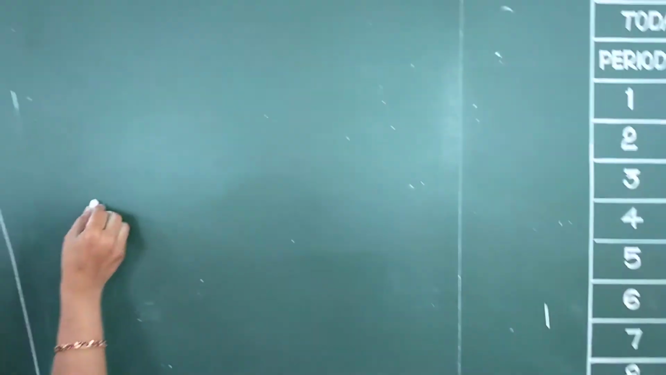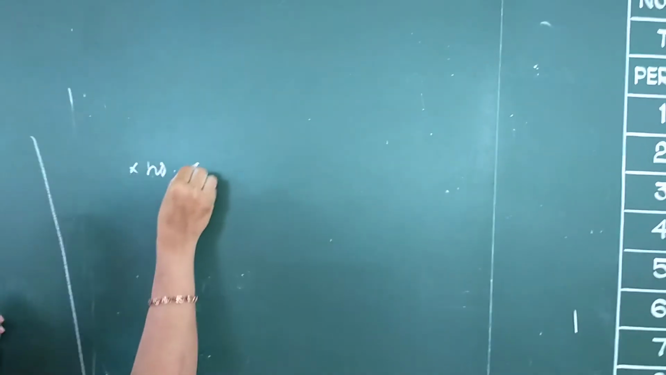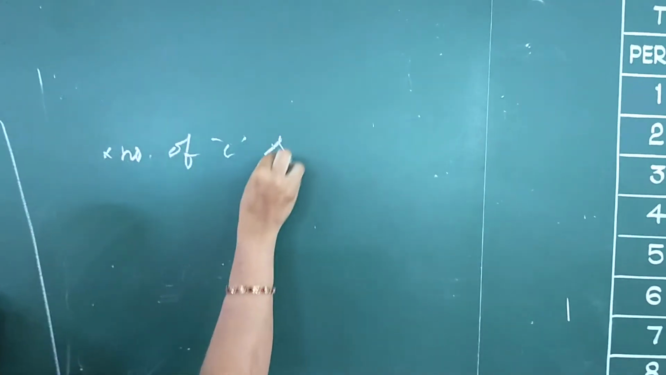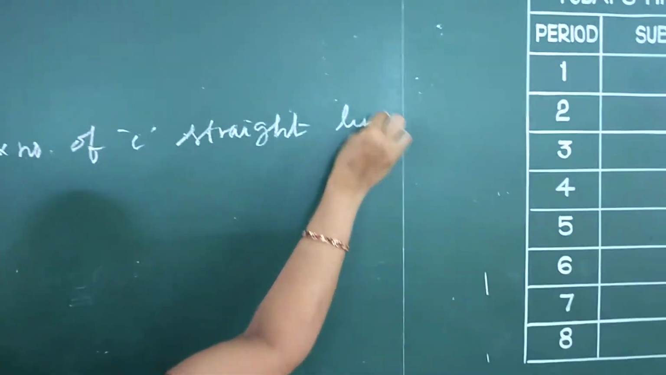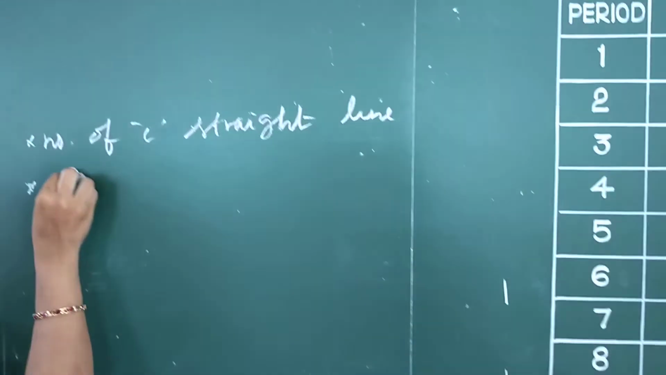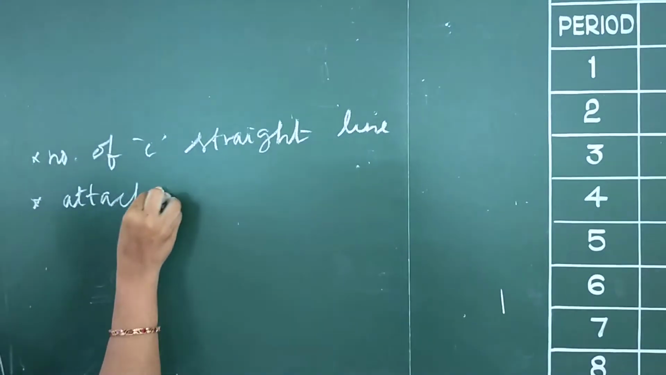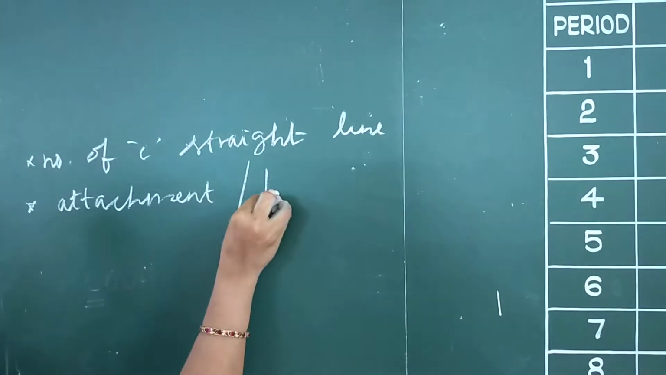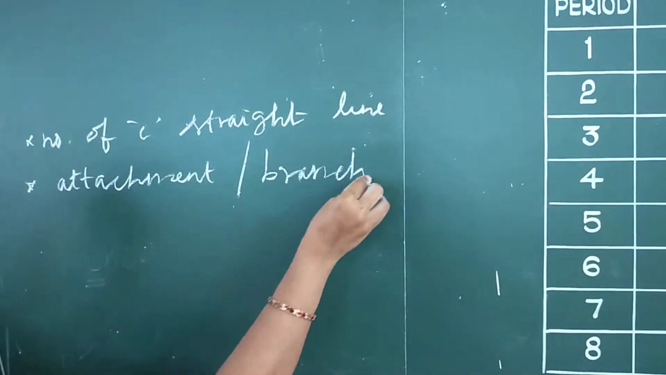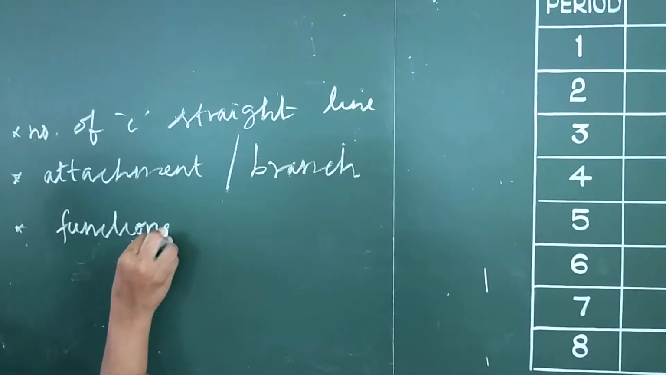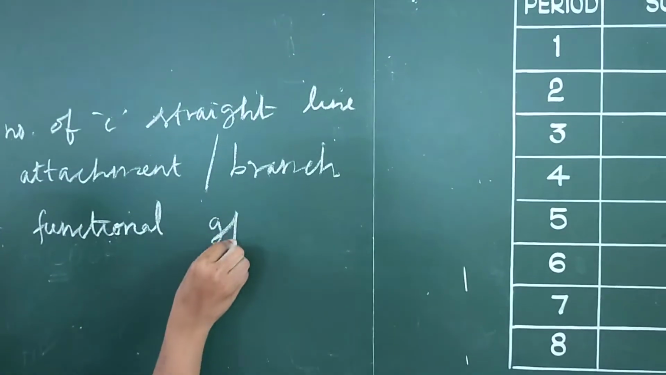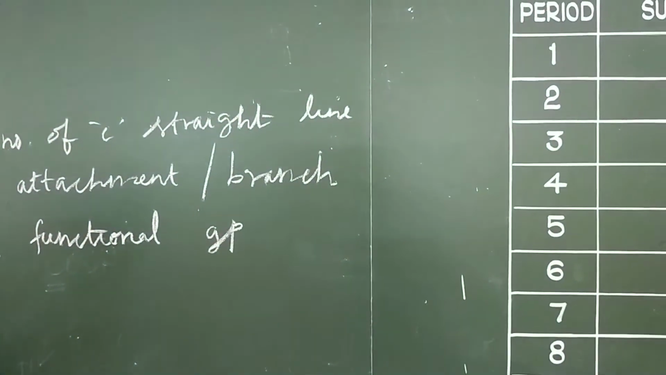It's a continuation. We will see the continuation of isomers. How to name the isomers? Already we said, first we have to check the number of carbon atoms in a straight line. Next we have to see the attachment or branch. Next we have to see the functional group. Which functional group is present? Functional group means whether it is a double bond, triple bond, alcohol, or aldehyde.